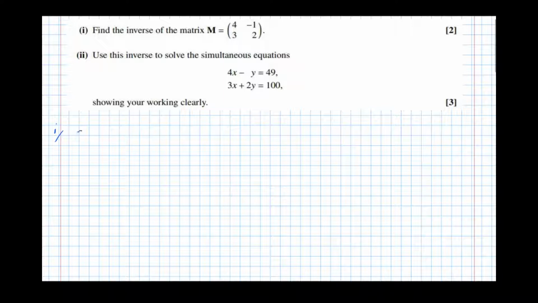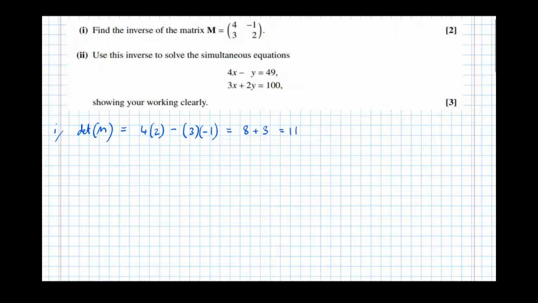Well, first of all, the determinant of that matrix, 4, 3, minus 1, 2, is simply 4 times 2, multiply the leading diagonal, minus the product of the other diagonal, 3 lots of minus 1, equals 8 plus 3, which is 11. So the determinant's 11.